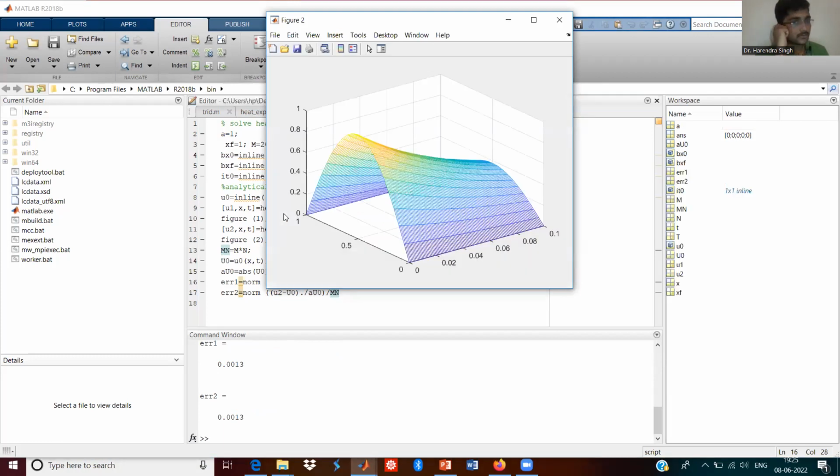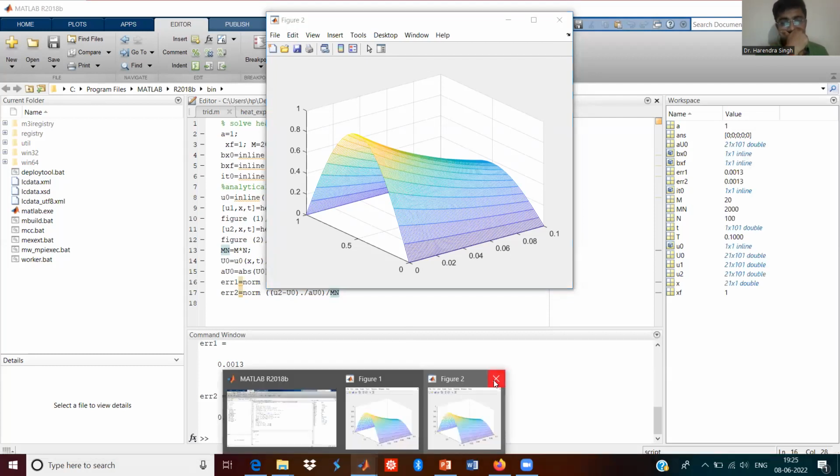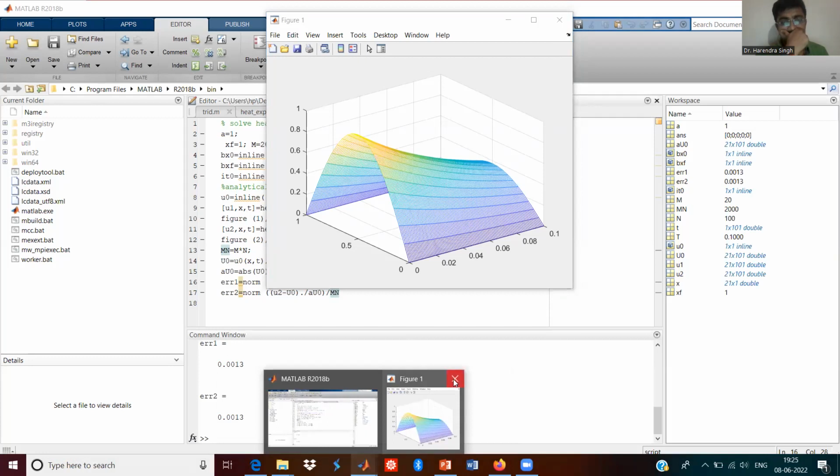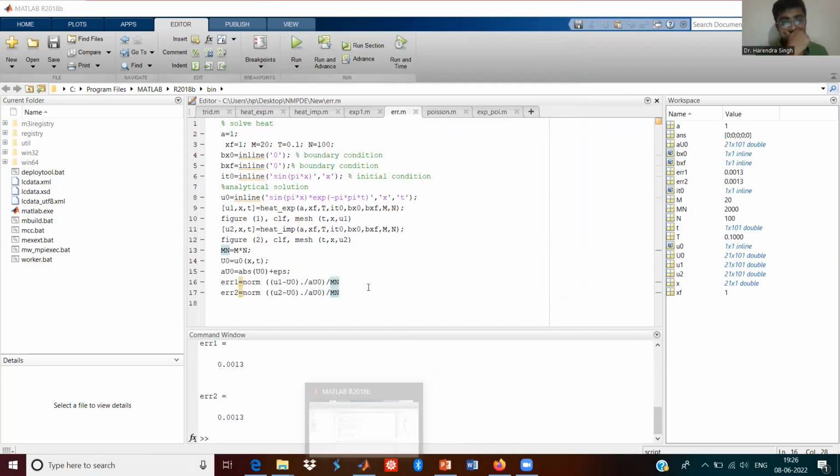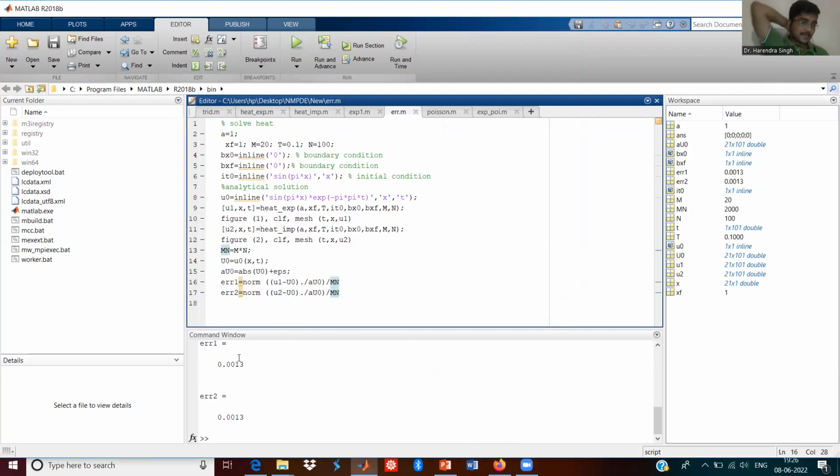Yeah, this is the solution. The second figure is by the implicit scheme, and this is figure 2, by the explicit scheme. Both figures are the same. You can see that the error by the explicit scheme is 0.0013, and for the implicit scheme, both schemes are working accurately. Both proposed schemes are working well.